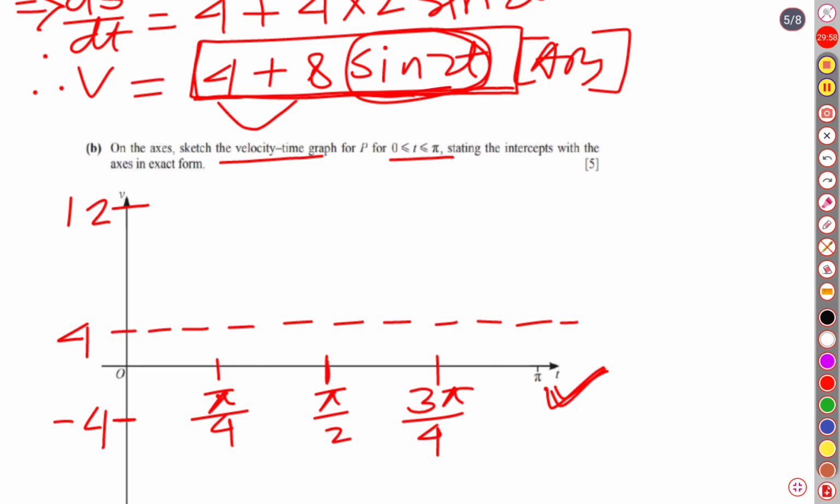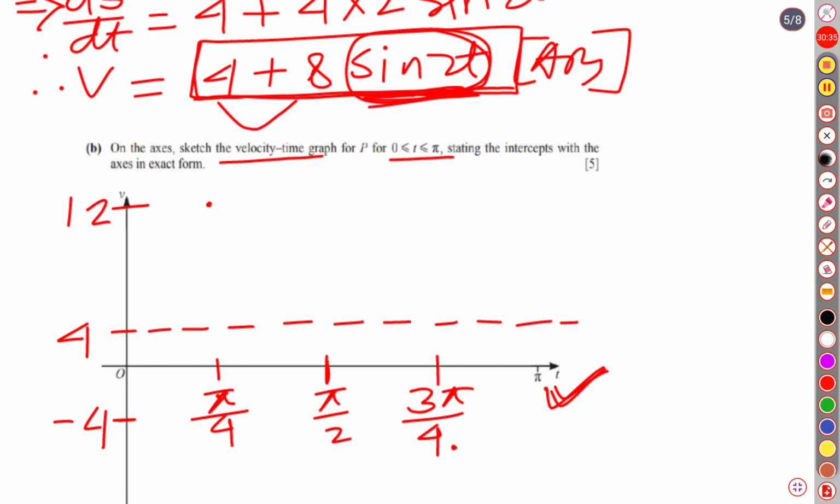As there are two cycles, within pi there will be one complete cycle. Usually for the original sine function, for 2 pi there is one complete cycle, but this is actually an enlarged graph. So within pi there will be one complete cycle. For one complete cycle, the maximum value will be over here and the minimum value is going to be over here, at this point.